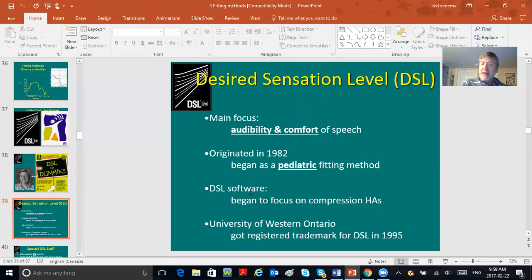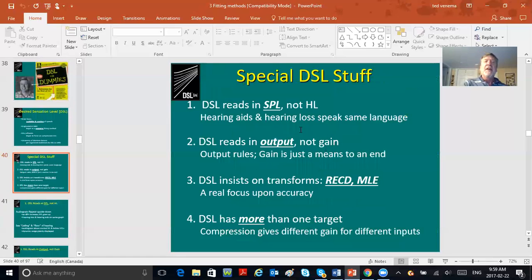Later on in the 90s, the software began to focus on compression hearing aids. And it's out of the University of Western Ontario in London, Ontario, Canada. Yeah, London, not London, England. London, Ontario. That's a city of about 350,000 people, a little bigger than Springfield. It's a decent city, not a bad place. Anyways, it's near the city of Toronto, about 120 miles west of Toronto.